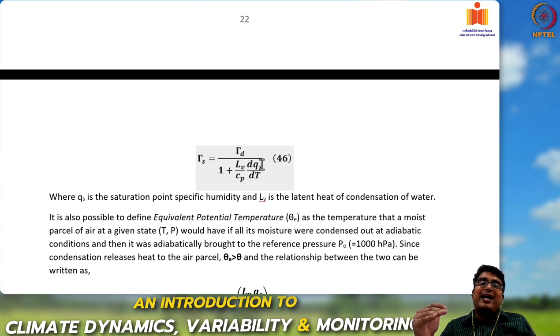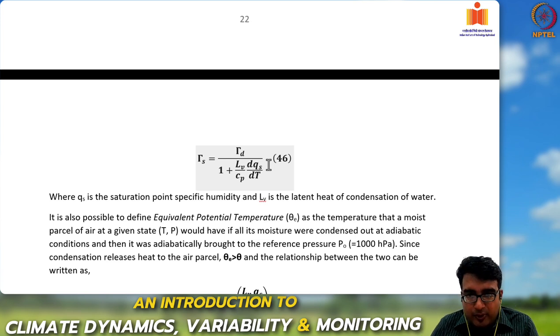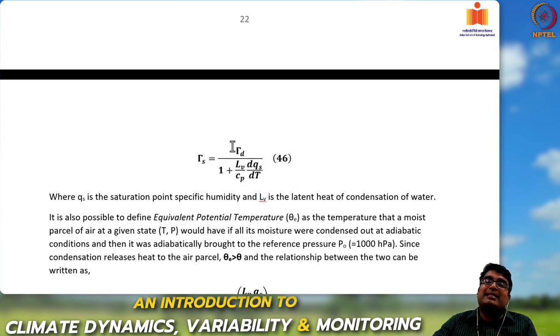The reason is, as you increase in temperature, a certain mass of air can hold more water vapor. So, Qs, the saturation point specific humidity, the maximum mass of water vapor in a mass of moist air which leads to saturation conditions, will be increasing as the temperature of this moist air parcel increases. So, the rate of change of Qs with increasing temperature will be greater than 0. So, dQs/dT will be a positive gradient. Cp is the Cp of air, LV is the latent heat of vaporization. So, this additional term ensures that gamma S is less than gamma D.